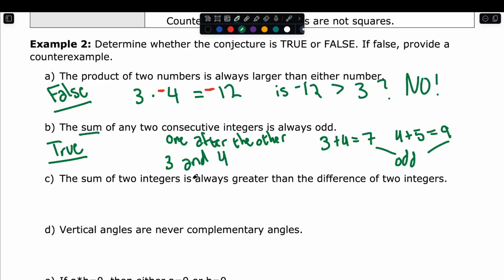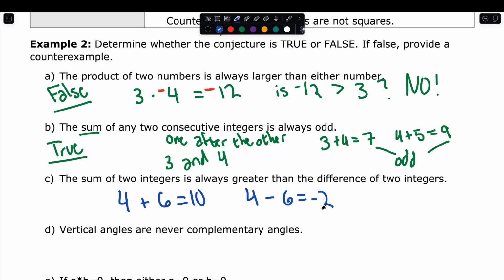Part C. The sum of two integers is always greater than the difference of two integers. So two integers, let's say we do 4 and 6. So 4 plus 6 is going to give me 10. And then 4 minus 6 will give me a negative 2. And sure, 10 is greater than negative 2.